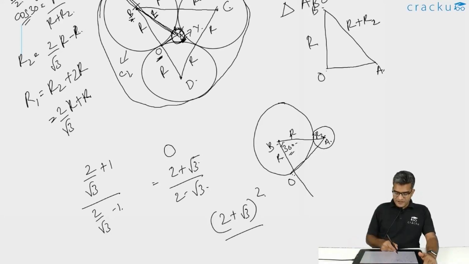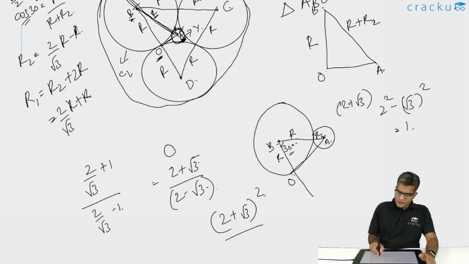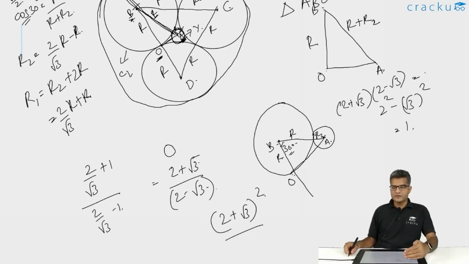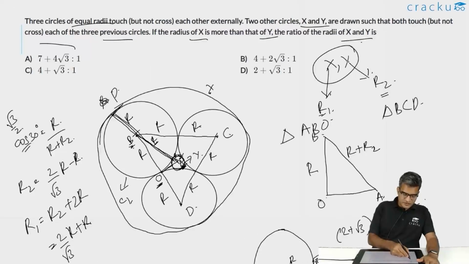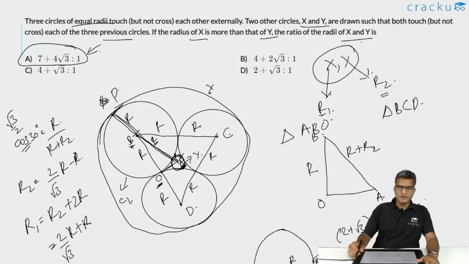And we know that if you are multiplying 2 minus root 3 with 2 plus root 3, you are going to get 2 square minus root 3 whole square, which is equal to 1. So 2 plus root 3 into 2 minus root 3 is equal to 1. So if you are dividing the numerator and denominator with 2 plus root 3 whole square, the denominator becomes 1 and the numerator is 2 plus root 3 whole square, which is equal to 4 plus 3 plus 4 root 3, which is equal to 7 plus 4 root 3. So the answer for this question is option A, which is 7 plus 4 root 3 is to 1.